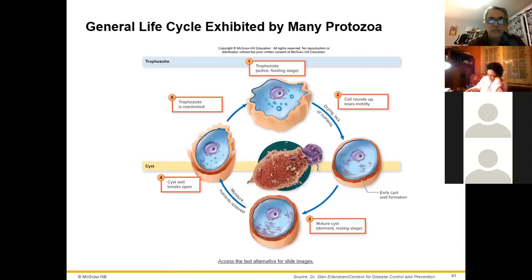So the trophozoite, the active feeding stage, and then if it's in a harsh environment, it can form a cyst, and the cyst can survive inside a cell, and then eventually start to replicate and break out of the cell and become an active form again.